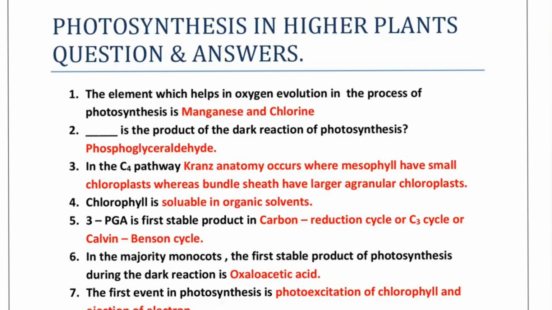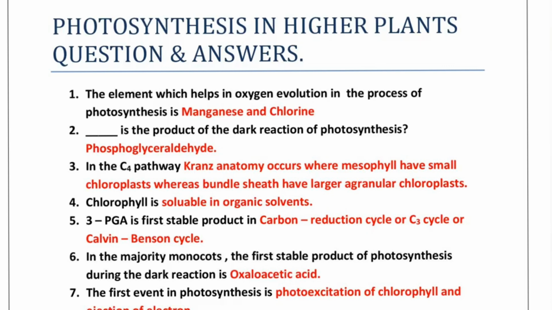Photosynthesis in higher plants. Questions and answers. The element which helps in oxygen evolution in the process of photosynthesis is manganese and chlorine. Dash is the product of the dark reaction of photosynthesis: phosphoglyceraldehyde.